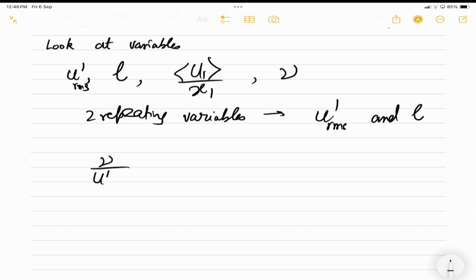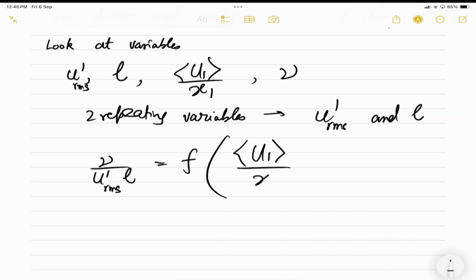So the final result will be expressed as nu upon u prime RMS L is a function of u1 x1, x1 की जगह हम यहाँ L over u prime RMS. Okay. In dimensional analysis, this is what we do. We started with 4 variables. We chose 2 repeating variables. We will get 2 non-dimensional variables. So one is a function of the other.